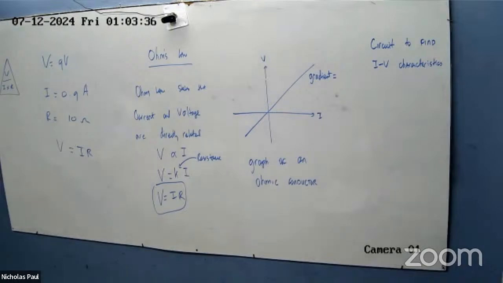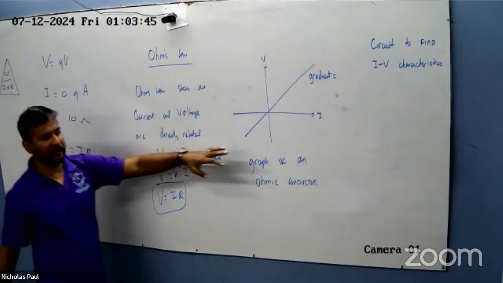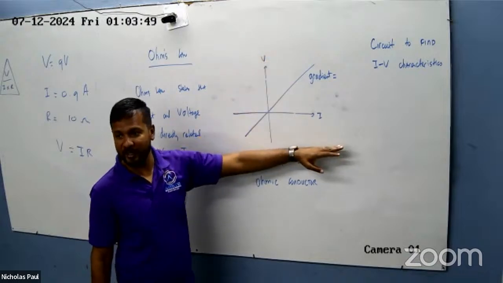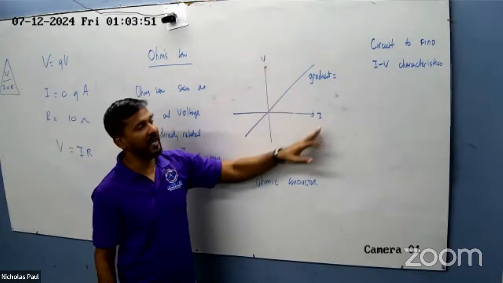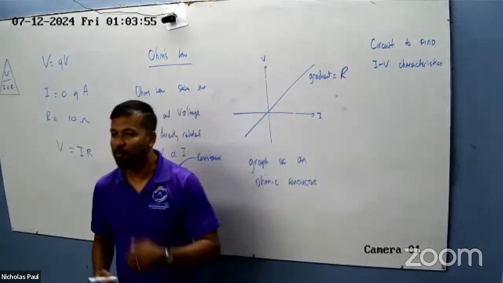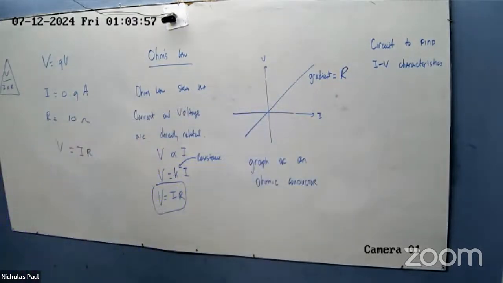Resistance. And what is V over I? V over I is resistance. And gradient is what? Gradient is whatever is on the y divided by whatever is on the x. So V divided by I is the gradient here. Right? Not 45 actually. Copy it up.